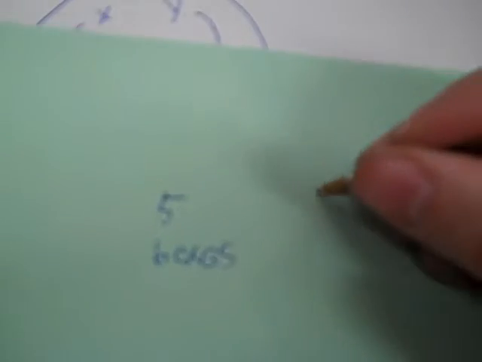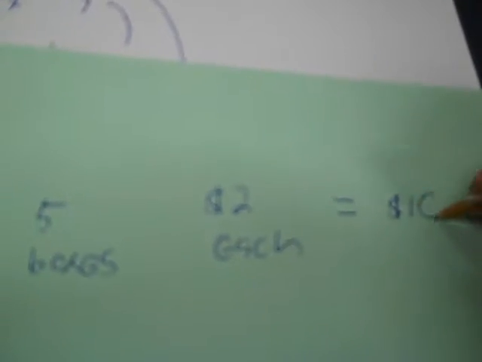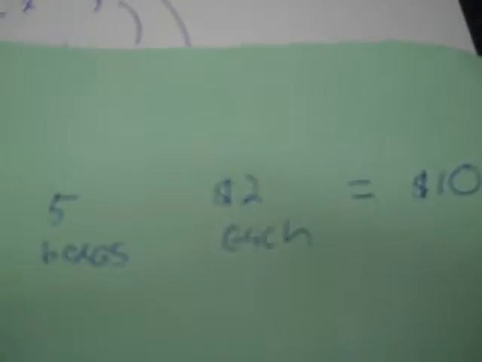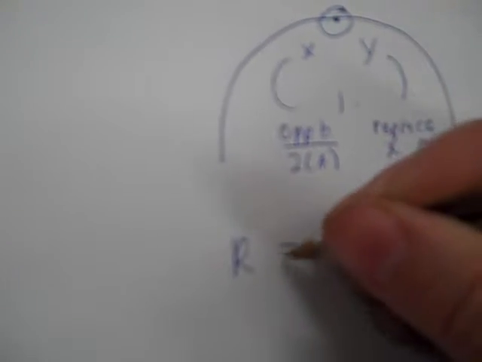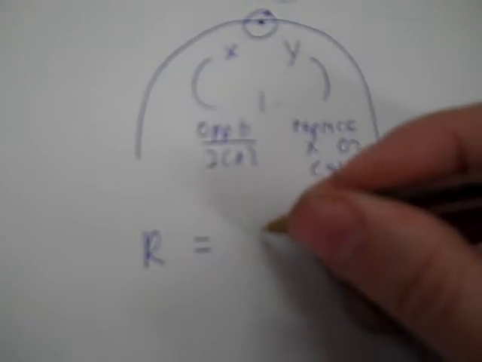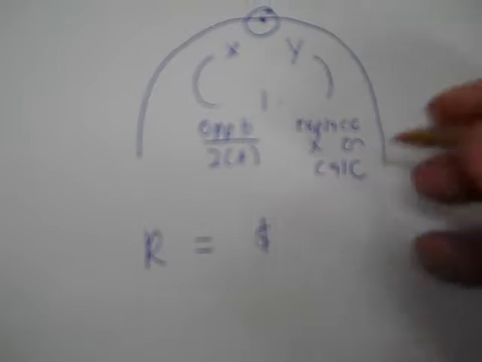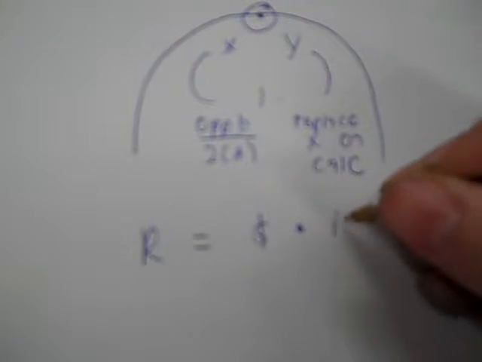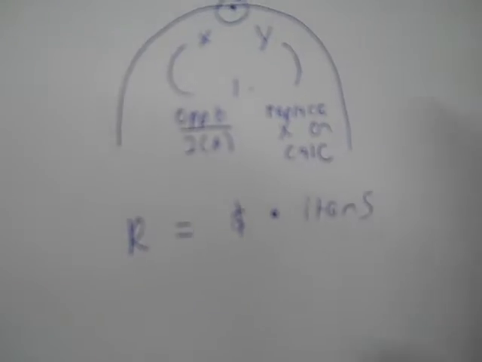So, I want you to think of a problem here. If I sell 5 boxes of popcorn, and I sell them for $2 each, the revenue I make, 5 times 2, is $10. And I got that by multiplying. So the revenue formula is very simple. It's simply the money that we charge times the number of items that I sell.